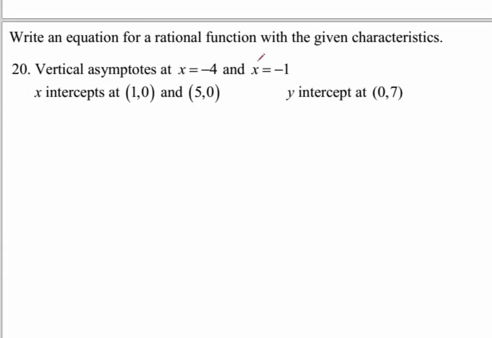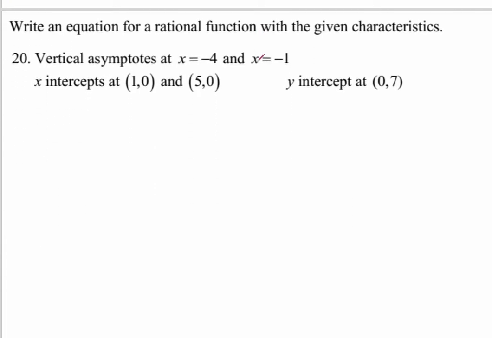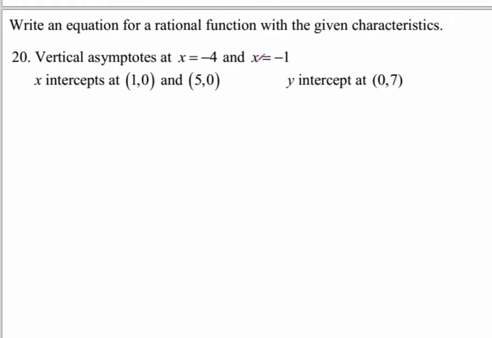So what that means is, let's go ahead and get started. We'll do number 20, and then we're going to call it good in this video. It says write an equation for a rational function with the given characteristics. So it's got a vertical asymptote at x equals -4, and at x equals -1. It's got intercepts at (1, 0) and (5, 0), and it's got a y-intercept at (0, 7).